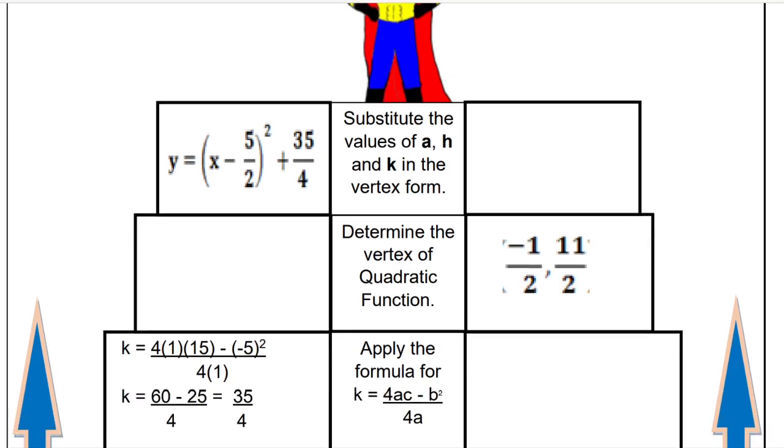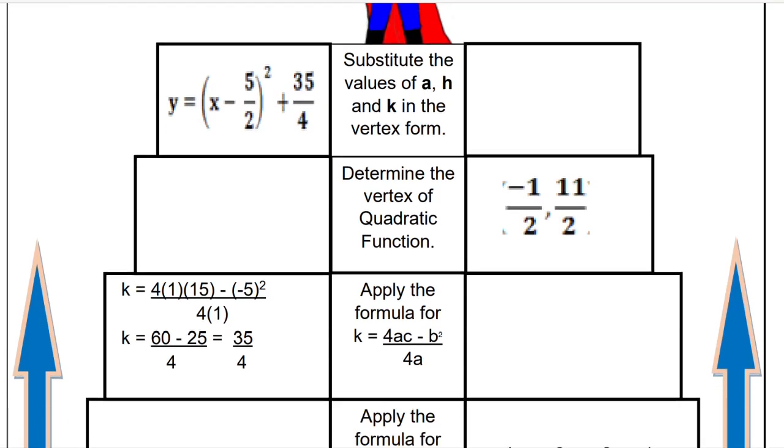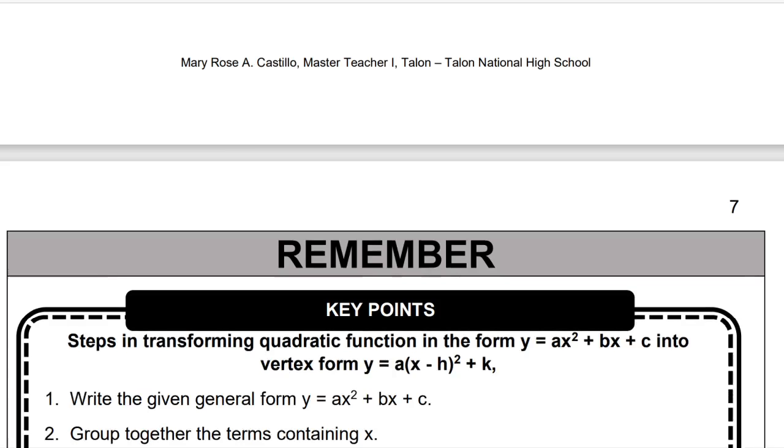Okay, next. Substitute the value of A, H, and K in the vertex form. So you have to write here in vertex form. That is already in vertex form. You just substitute the value of A, H, and K. Determine the vertex of quadratic function. So determining the vertex of quadratic function, and then apply the formula.